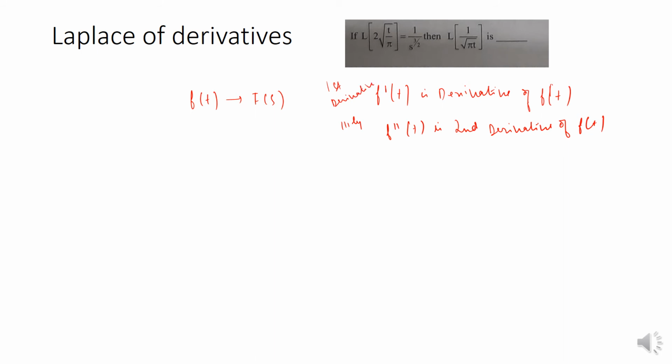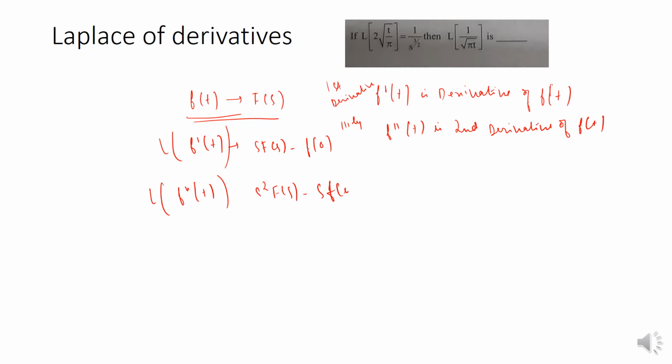So if the Laplace transform of f of t is F of s, then the Laplace transform of f dash of t is given as s into F of s minus f of 0. Similarly, the Laplace transform of f double dash of t, the double derivative, is s square into F of s minus s into f of 0 minus f dash of 0. So this is how it is done. I hope this is understood. Now let us come to the question. We are asked to find the Laplace transform of 2 root t by pi.